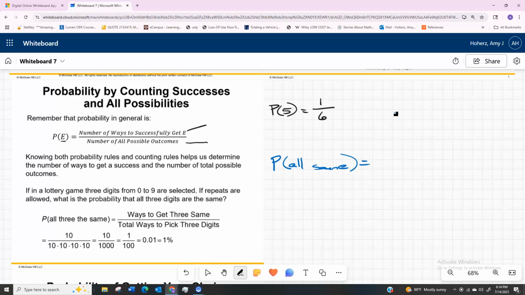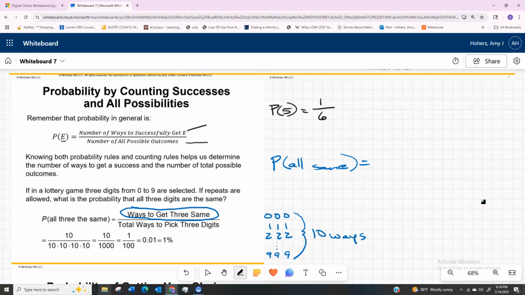Okay. So what we need to figure out first is how many ways can we get 3 the same? So what do they mean by 3 the same? They mean like 0, 0, 0, or 1, 1, 1, or 2, 2, 2. And of course we can do that with any digit all the way up to 9, 9, 9. So how many ways is that? Your first instinct might be to say that there's 9 different ways, but 1 to 9 is 9 different ways, and we're including 0.